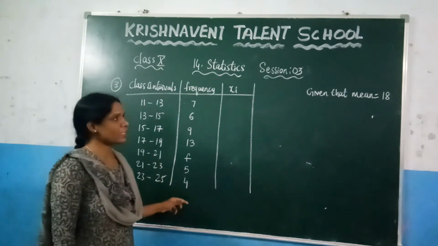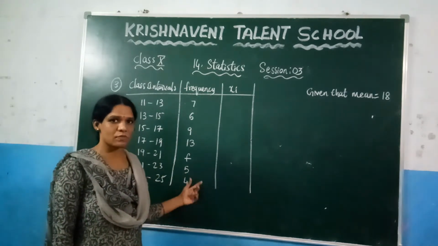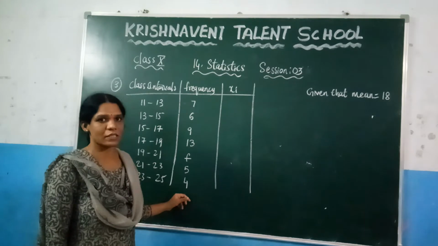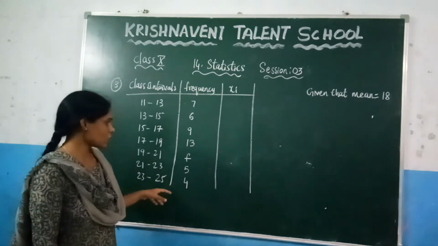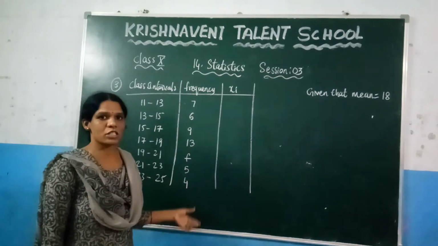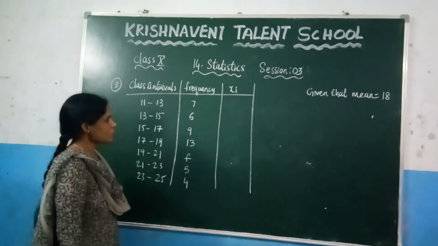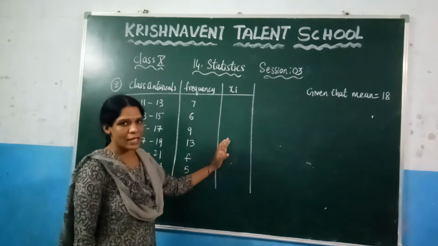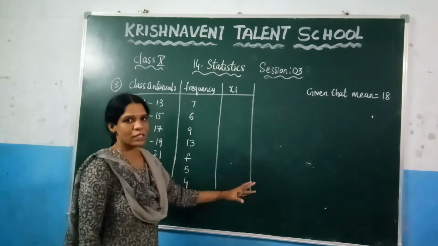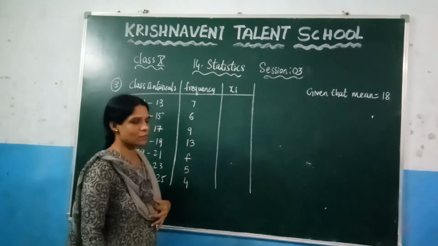You know that you can find the mean by using three methods: the direct method, the assumed mean method, and the step deviation method. In the question, they did not specify the method, so you can use any method here. Let us see what the x values are here. If the x values are bigger, you can go for the other methods. Otherwise, you can use the direct method here.